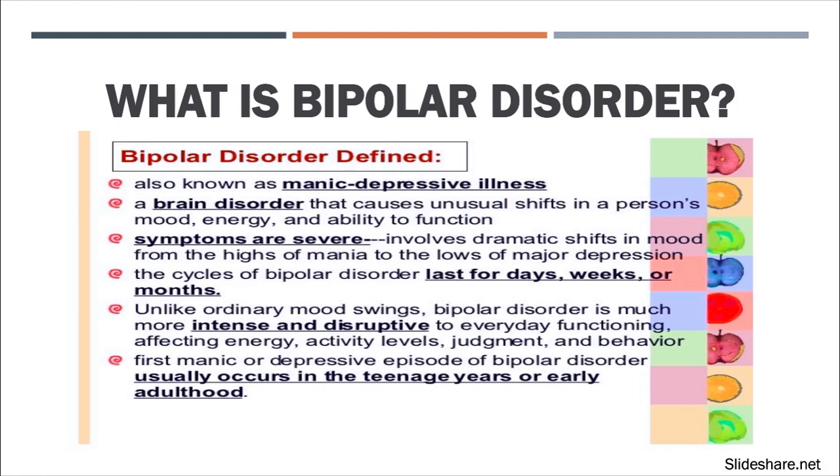Unlike ordinary mood swings, bipolar disorder is much more intense and disruptive to everyday functioning, affecting a person's energy, their level of activity, their judgment, and behavior. The first manic or depressive episode of bipolar disorder usually occurs in the teenage years or in early adulthood.